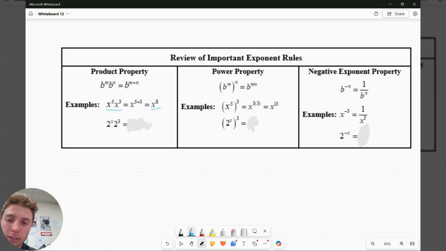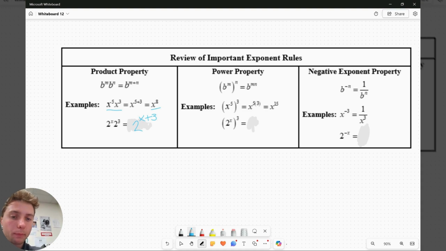If you have something like 2 to the x times 2 to the third, they're the same base, so we can rewrite this as one exponent, where again, you add the exponents because the 2's were multiplying. So we can make that 2 to the x plus 3.